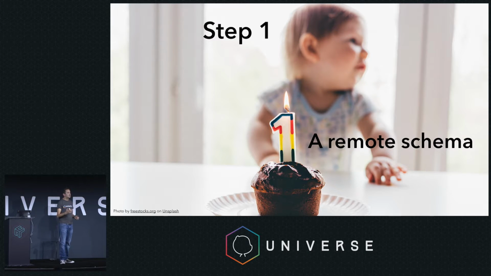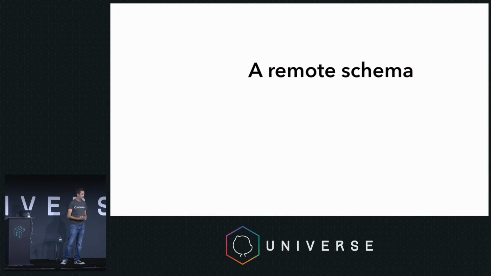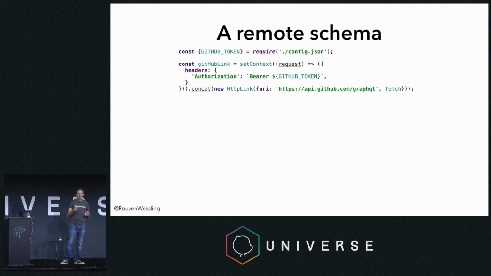Step one, I need to link up to a remote schema. To create a remote schema, I need to configure an HTTP link. The HTTP link simply goes to GitHub's GraphQL API, and I also take care of authorization in this step. So I simply pass in a GitHub token with the necessary access privileges that I need for this project, and the context manipulates every request before going out to that link and adds the header with the necessary token to it.